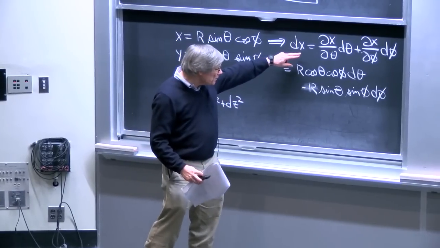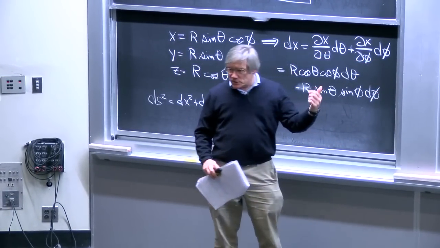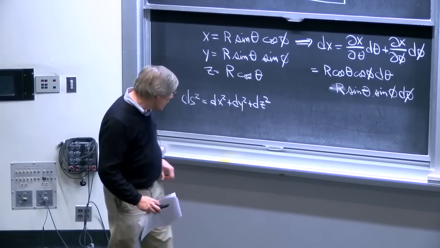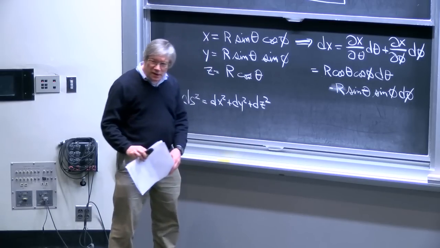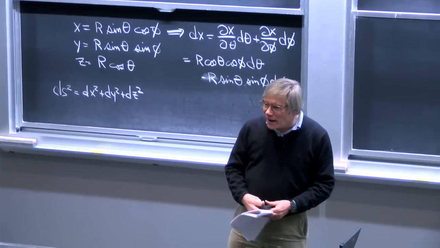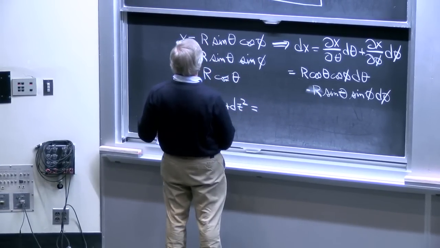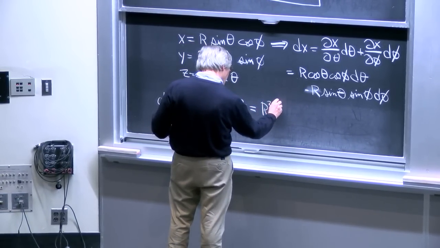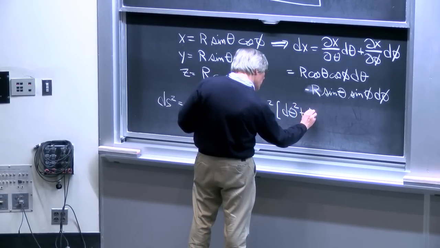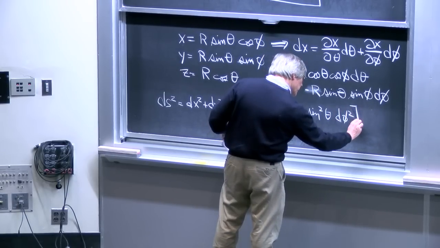One can then plug in the expression that we have for dx in terms of d theta and d phi, and the analogous expressions that I'm not writing down for dy and dz. And when one puts them in here, one makes lots of use of the identity that cosine squared plus sine squared equals 1. And after using that identity a number of times, what you get when you just put together this algebra is exactly what we had before. R squared times d theta squared plus sine squared theta d phi squared.